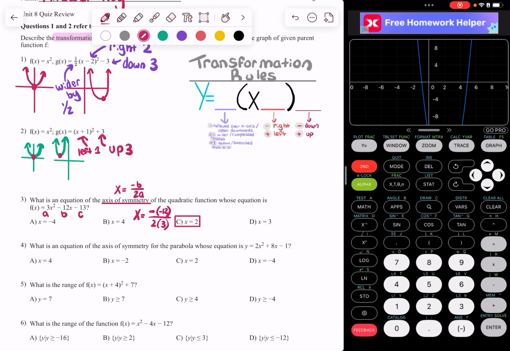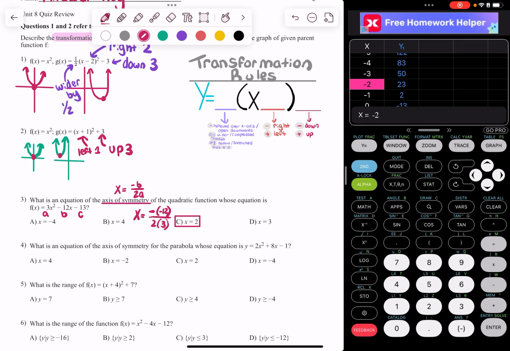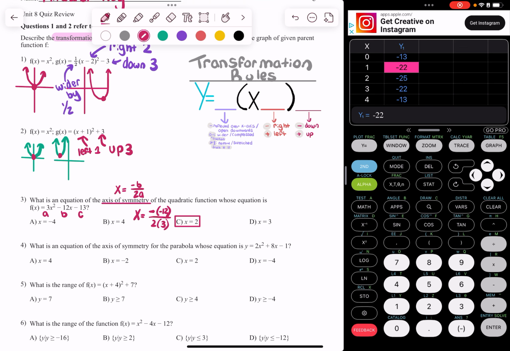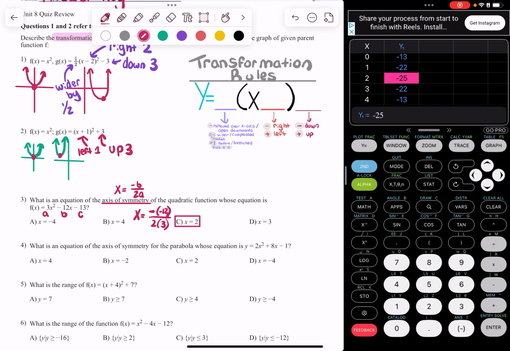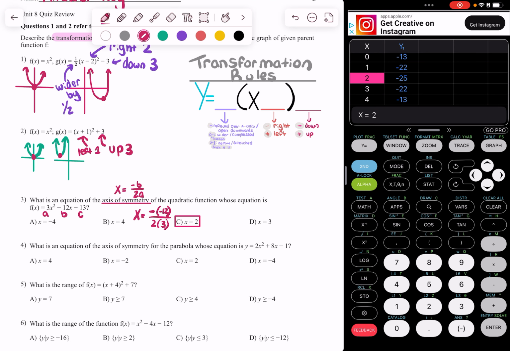Or you could look at your table, look for the number where stuff repeats around. What am I talking about? Right here. You see how this positive 2 is the only one that doesn't repeat? This negative 22 repeats, the negative 13 repeats. This one doesn't repeat. That makes 2, negative 25 your vertex. And the axis of symmetry is the x number from the vertex. So x equals 2.